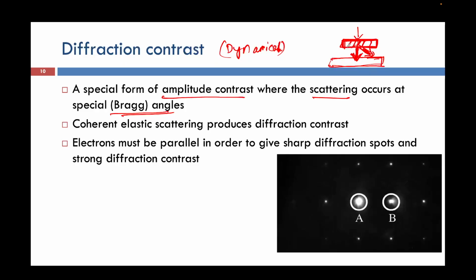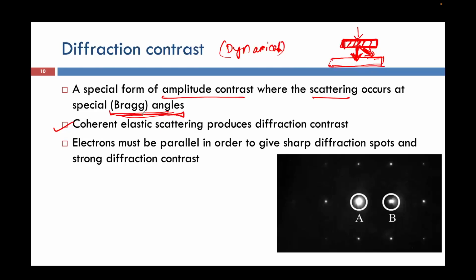And mass thickness contrast, what was the scattering condition there? In mass thickness contrast, the inelastic, the incoherent scattering is happening. Here, the coherent and elastic scattering is happening. Why elastic and coherent scattering? Because the contrast that I am getting is due to the planes satisfying the Bragg's diffraction condition, and due to that, my scattering is taking place.